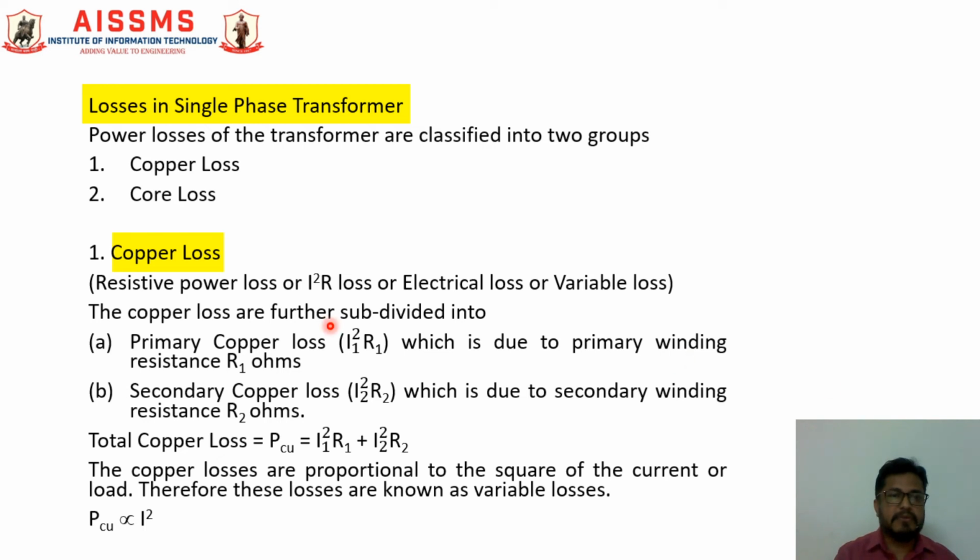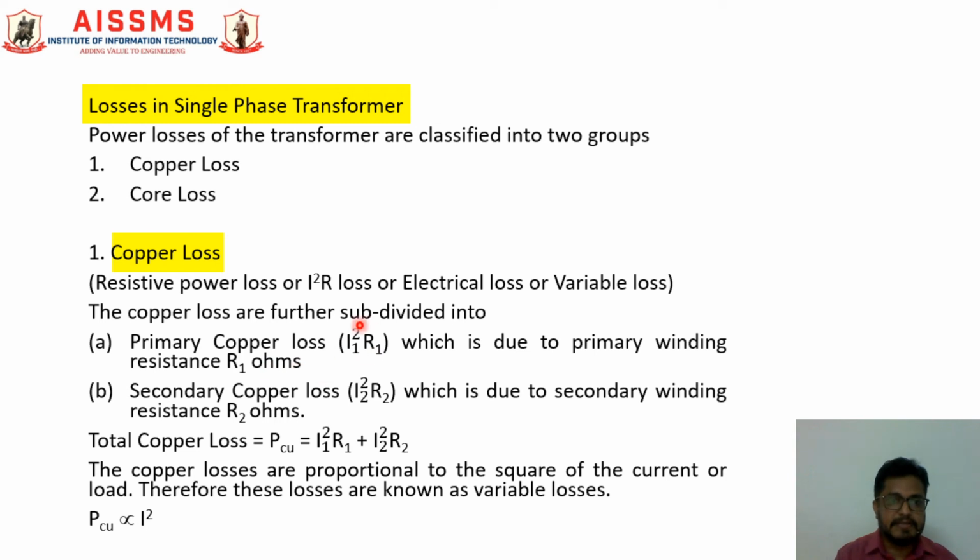Copper losses are also known as resistive power loss, I square R loss, electrical loss or variable losses. These copper losses are further subdivided into two groups. Primary copper loss, that is I square R1, which is due to the primary winding resistance R1 ohms.